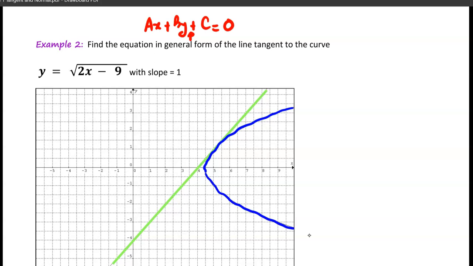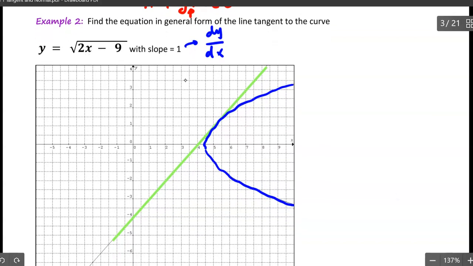Okay, so then what we are going to do next is differentiate, right? So you differentiate this equation right away, and the slope is given to you instead of a point. So when the slope is given to you, the slope here equal to 1 means that it's equal to dy over dx. Okay, so if I differentiate this equation, what do I get?